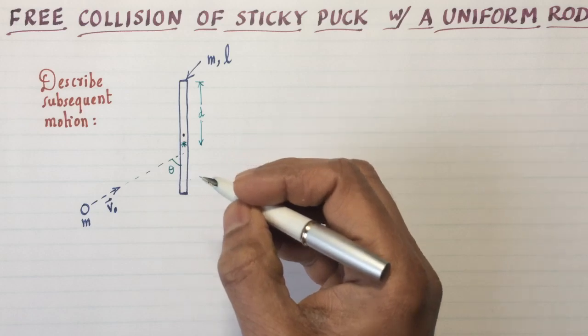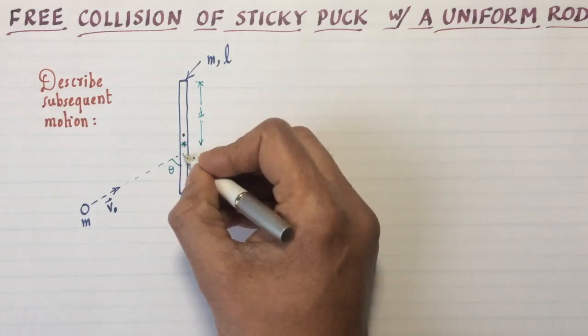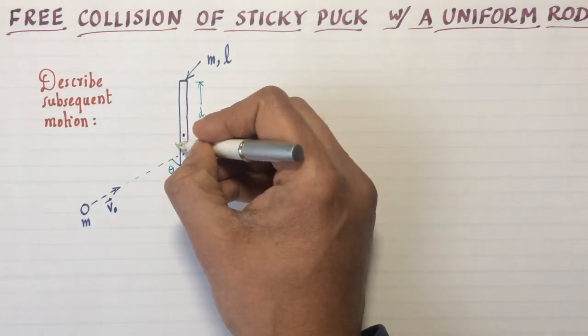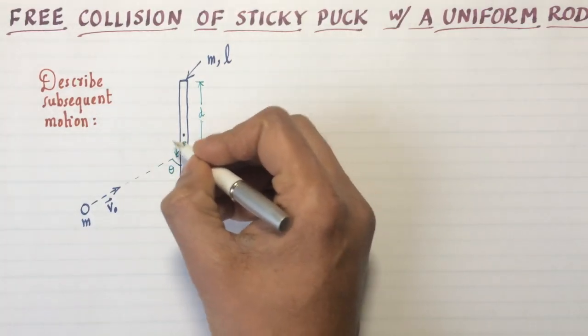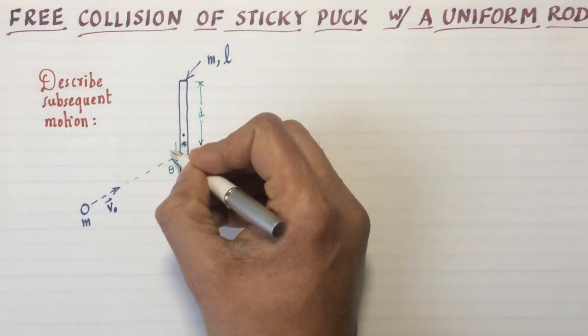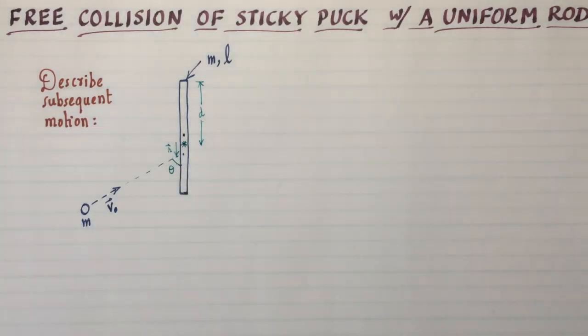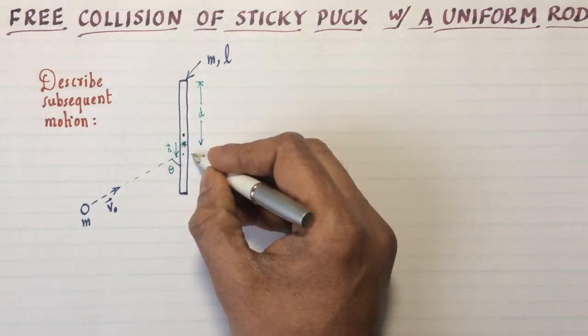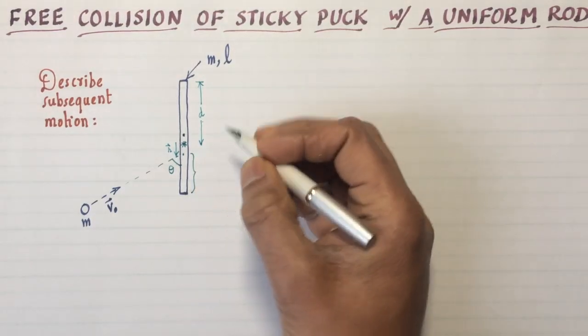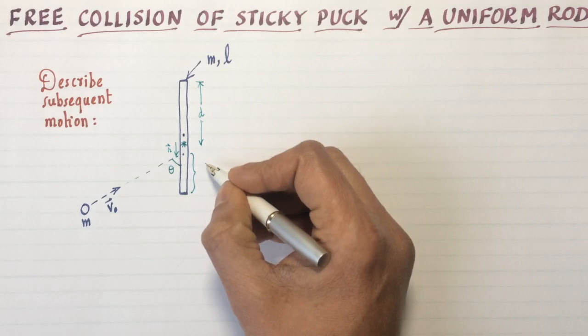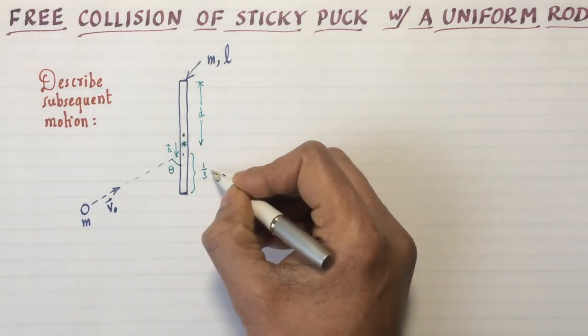and I'm going to call this distance from here to here, from the new center of mass to the point where impact occurs, I'll call that r. You'll see why that's important. And I've not told you yet where this impact occurs, so my drawing makes it look like 1/3 L, so I'll go with that.